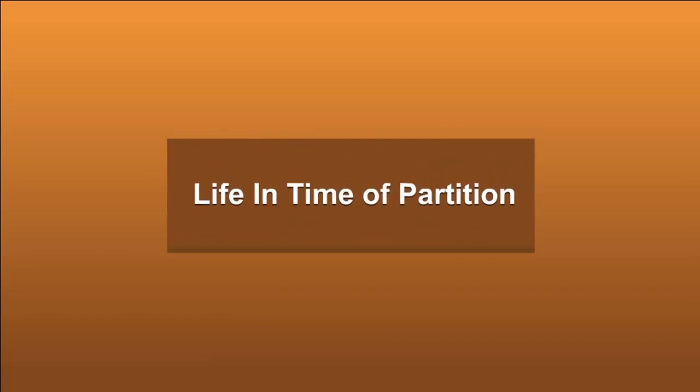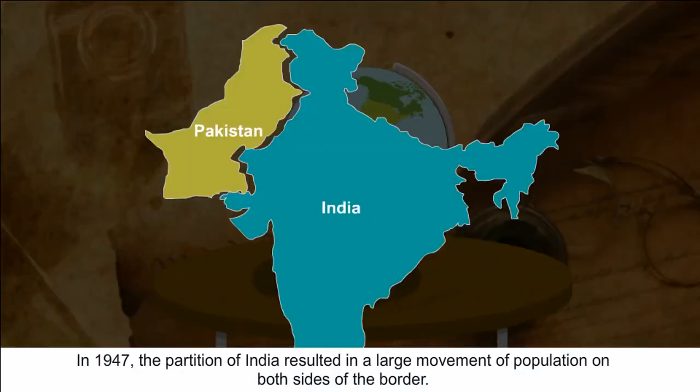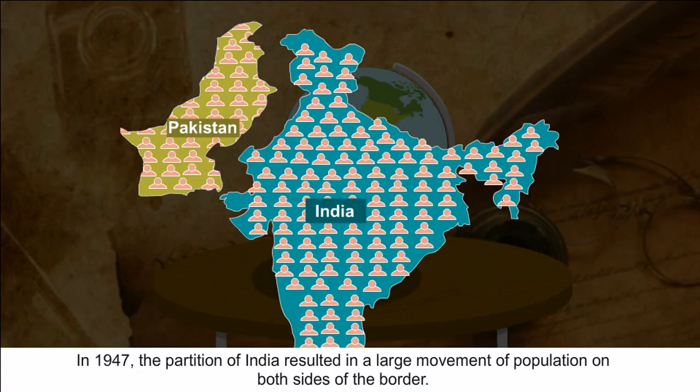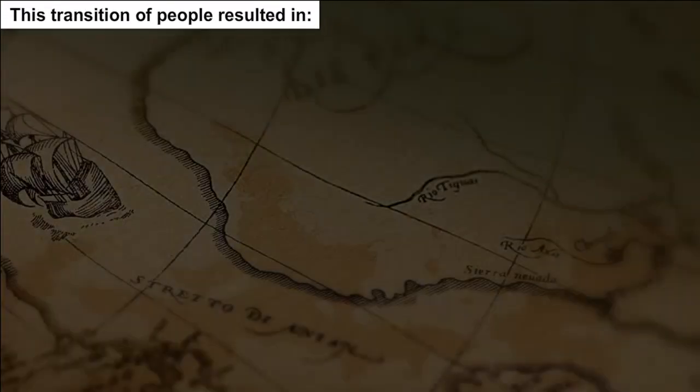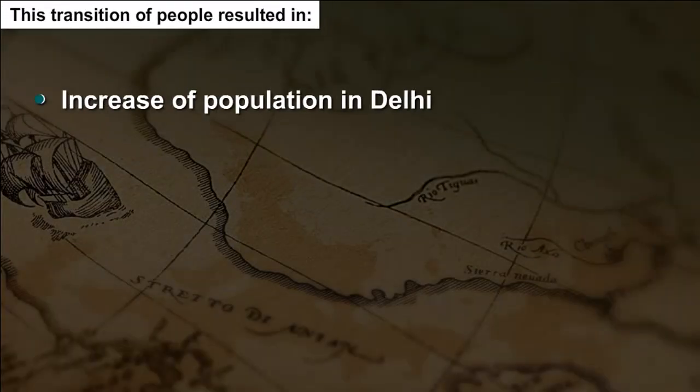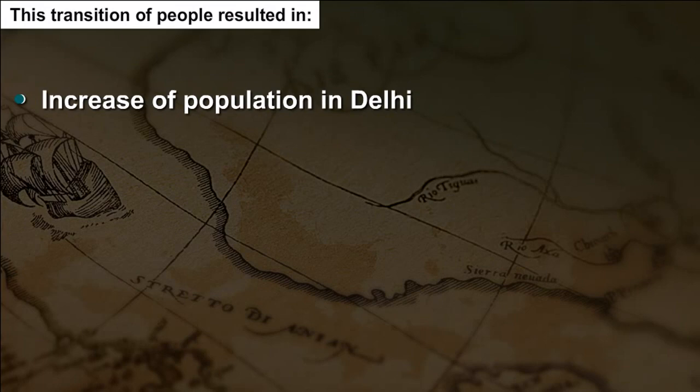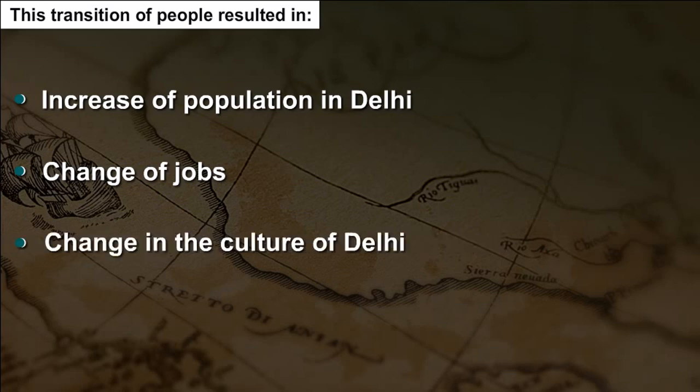Life in time of partition. In 1947, the partition of India resulted in a large movement of population on both sides of the border. This transition of people resulted in increase of population in Delhi, change of jobs, change in the culture of Delhi.